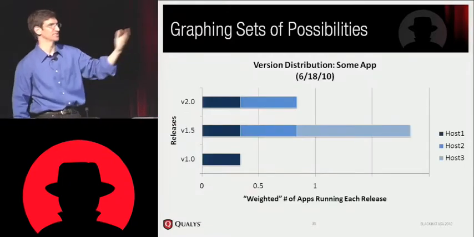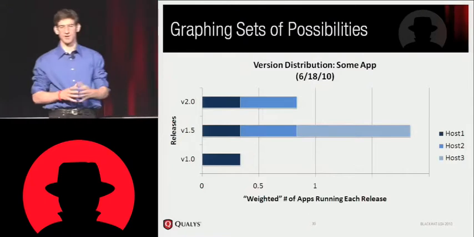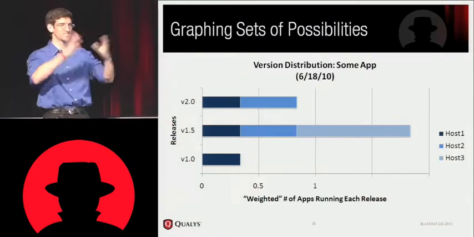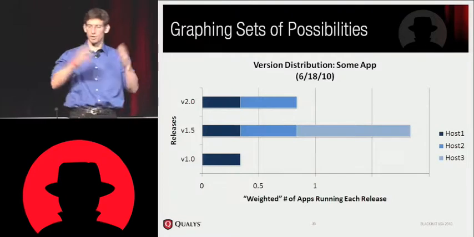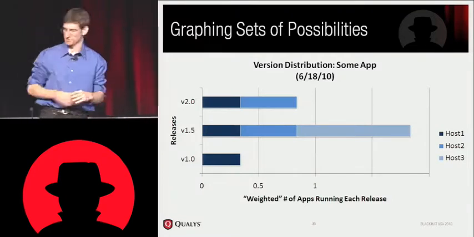So here's basically the X-ray of that previous chart. We are representing the fact that we can only infer sets of possibilities, but it lets us put all the data on the chart and not misrepresent anything.